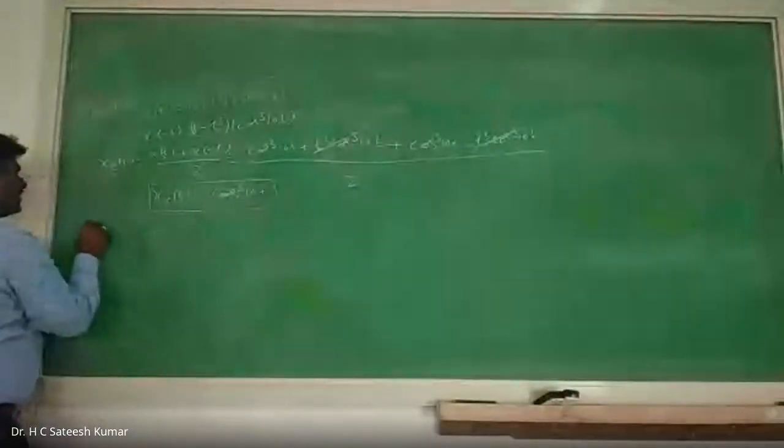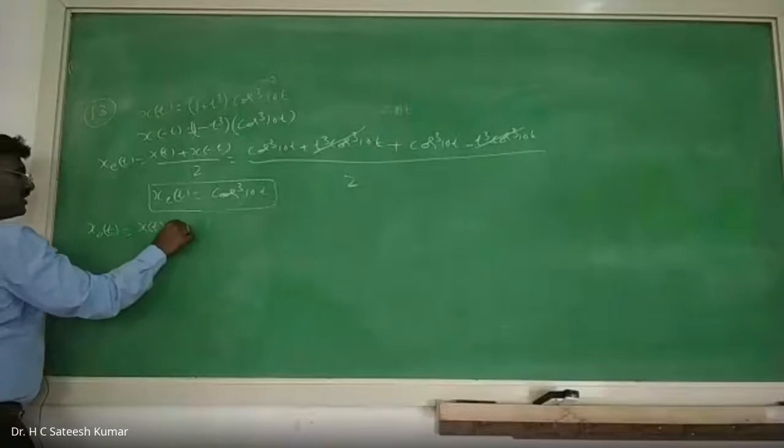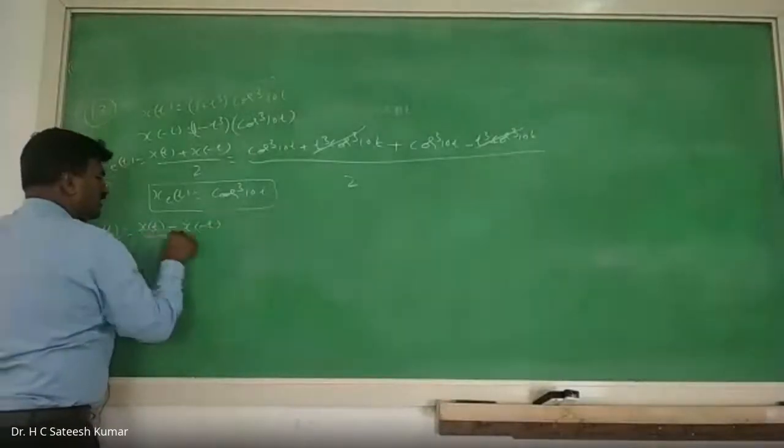Similarly, xo of t is equal to x of t minus x of minus t divided by 2.